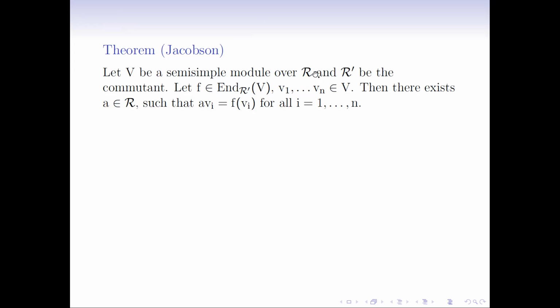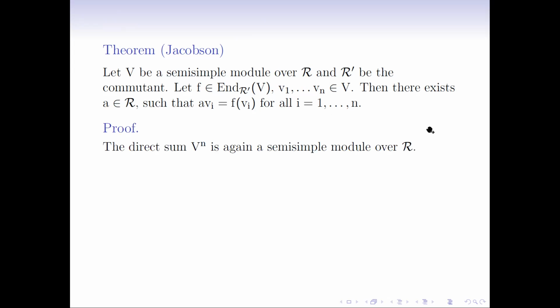So R prime is the commutant with respect to the action of R, and if we now take the commutant with respect to the action of R prime, we obtain something like R double prime. So these are all linear operators commuting with the action of R prime. So let's take F from endomorphisms over R prime of V, and an n-tuple of vectors from V, which is arbitrary. Then there exists again A from R, such that A Vi equals F Vi for all i from 1 to n. So before we had this only for one vector, now we can prove this for n vectors.